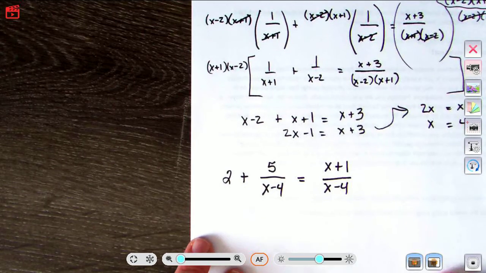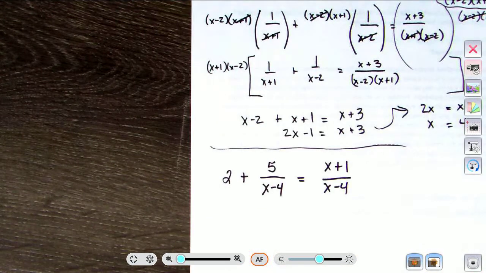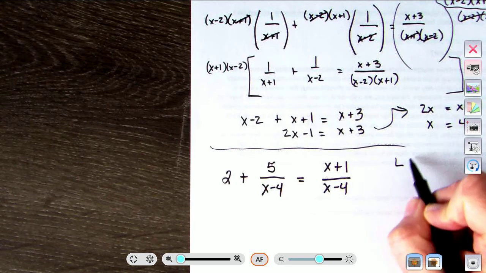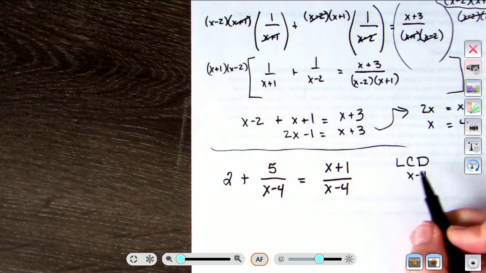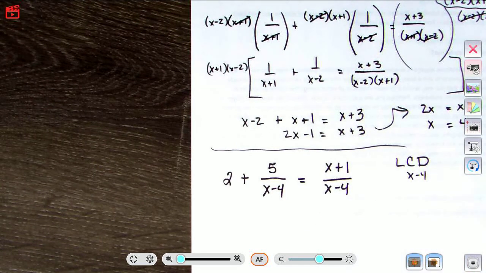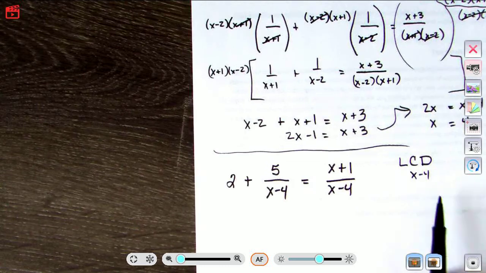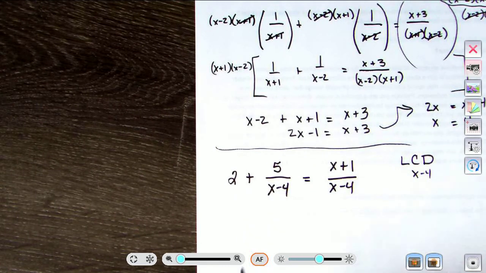All right, here's one more. Again, we're going to clear our fraction. We're going to clear our fraction by multiplying by that common denominator. That lowest common denominator in this piece is that x minus 4. So I'm going to kind of leave out some of the extra steps. So I'm multiplying everything by that x minus 4.